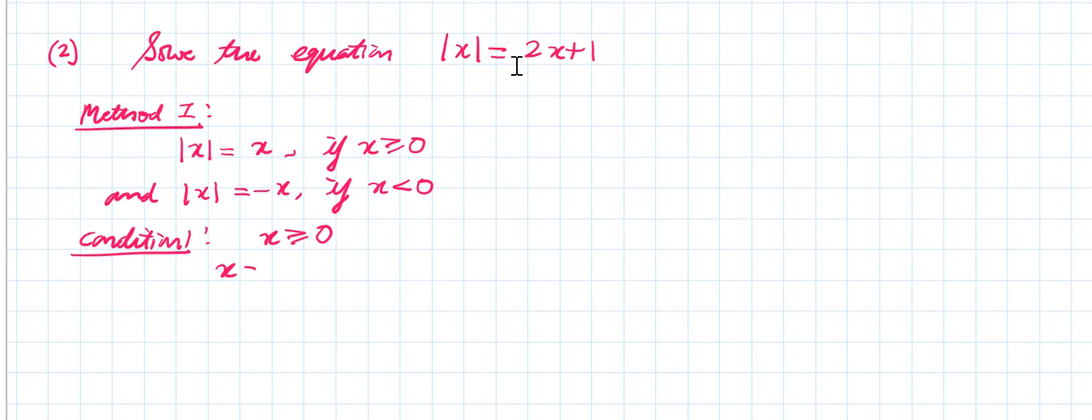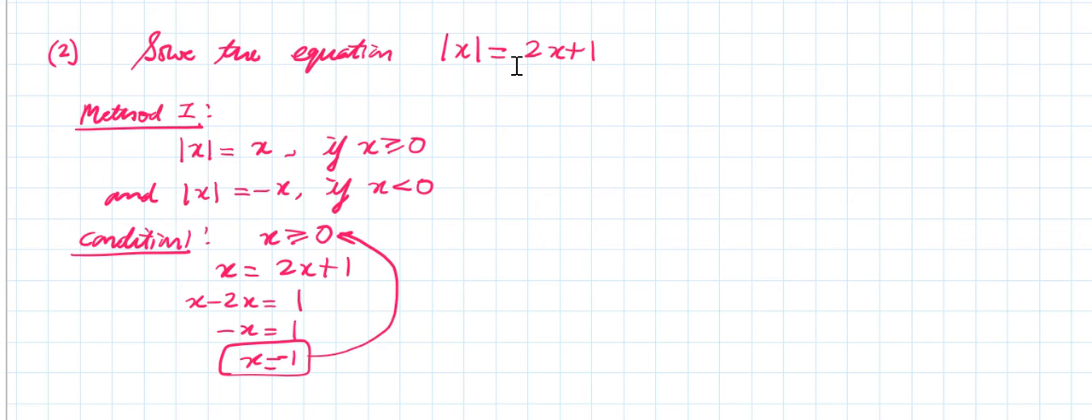So that means I'll end up writing x is equal to 2x plus 1. I solve for x. This is a simple linear equation. So x is equal to minus 1. Now check whether it satisfies the condition. x is equal to minus 1. Does it fall within the condition x is greater than or equal to 0? No, this condition is violated. So it violates the condition. Therefore, x is equal to minus 1 is not a solution.